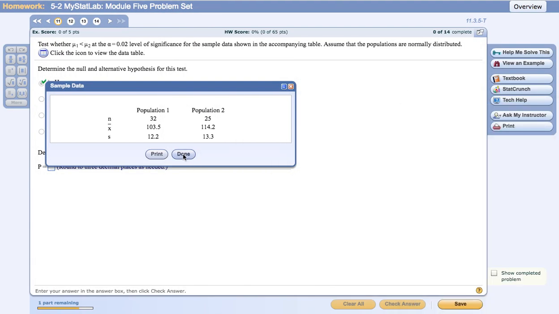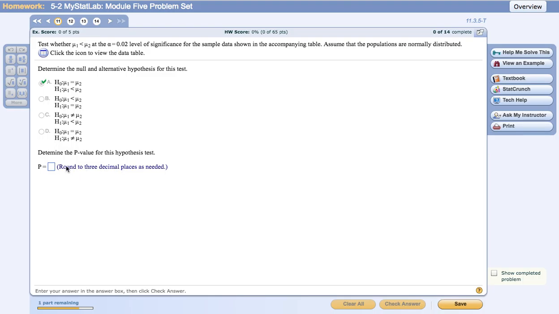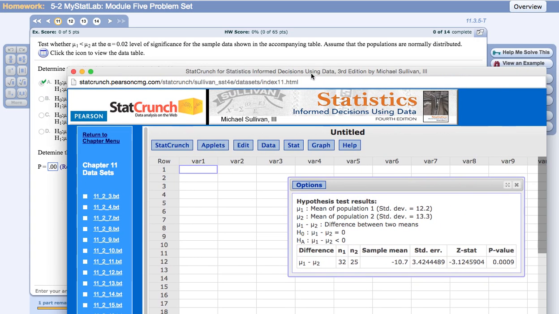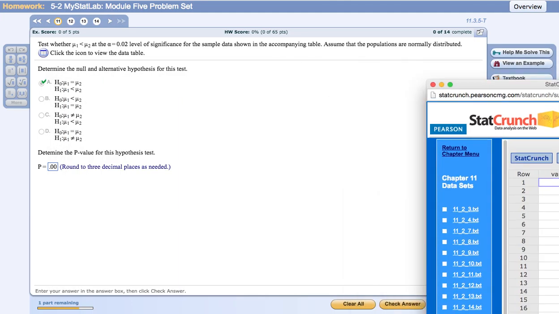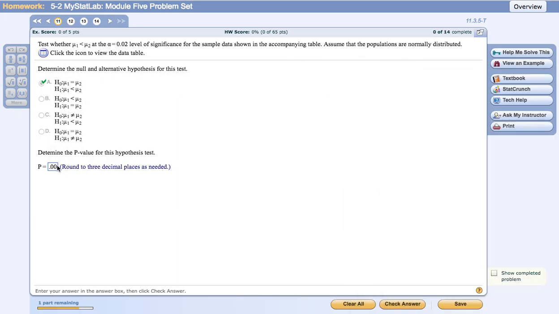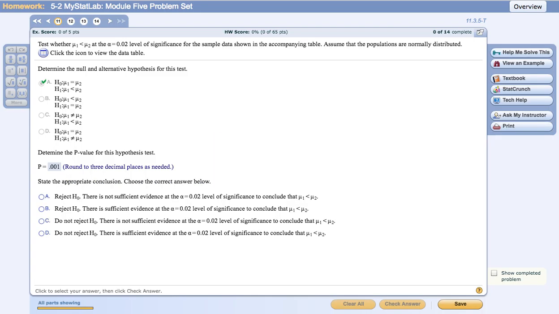So we're done looking at that. It says to round to 3 decimal places as needed. Let me double check the decimal places. It's 0.0009. So we round the 9 up because the 9 is in the 4th decimal place. So we round that, and that looks good.